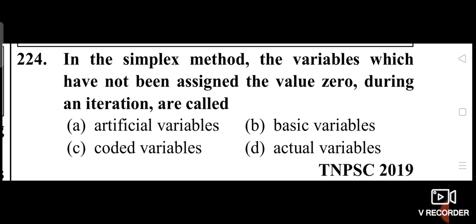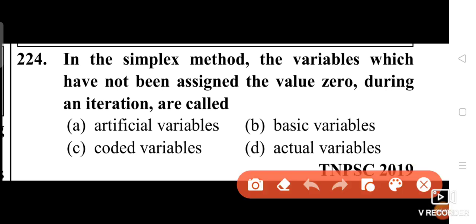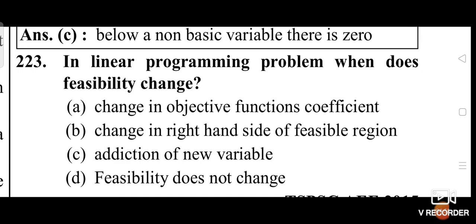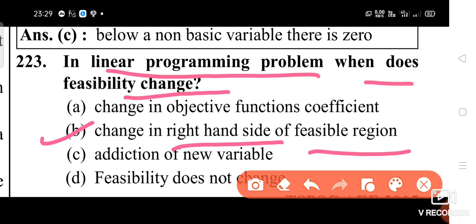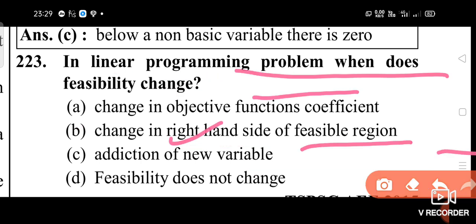Next, in a simplex method, the variable which has not been assigned the value 0 during the iteration is called a basic variable. Next, in a linear programming problem, when does feasibility change? Feasibility changes when there is a change in the right hand side of the constraints.